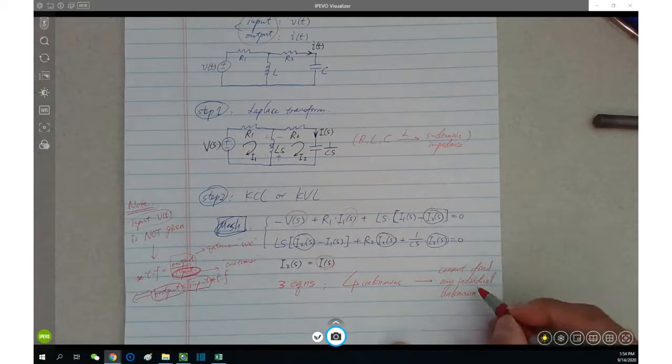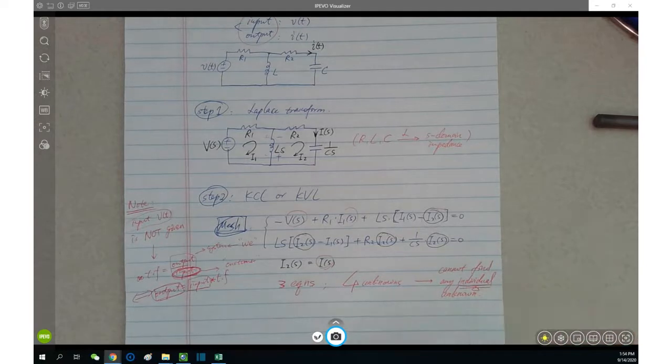You can't find who is V, who is I, who is I2, who is I1, because there are only 3 equations, and trust me, you're not able to come up with any extra distinct equation. You really can't. It is what it is. It's just one less equation. Therefore, we can't find any individual unknown. However, it's normal, and it doesn't matter.